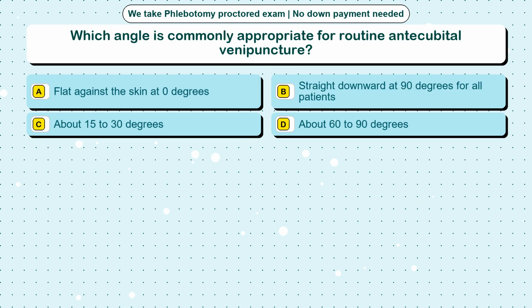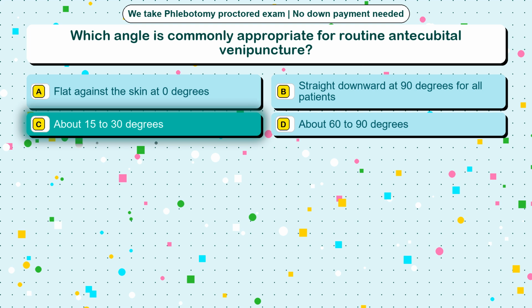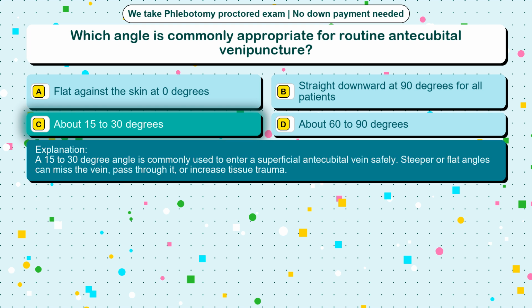Question 49. Which angle is commonly appropriate for routine antecubital venipuncture? Option A, flat against the skin at 0 degrees. Option B, straight downward at 90 degrees for all patients. Option C, about 15 to 30 degrees. Option D, about 60 to 90 degrees. The correct answer is option C, about 15 to 30 degrees. A 15 to 30 degree angle is commonly used to enter a superficial antecubital vein safely. Steeper or flat angles can miss the vein, pass through it, or increase tissue trauma.